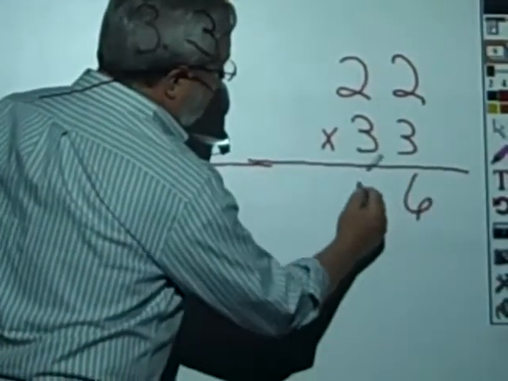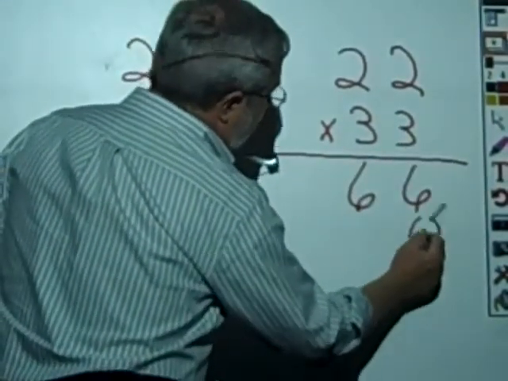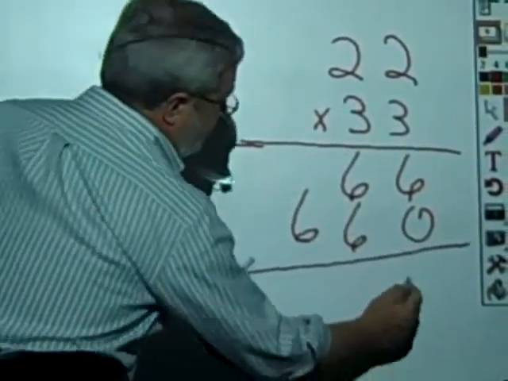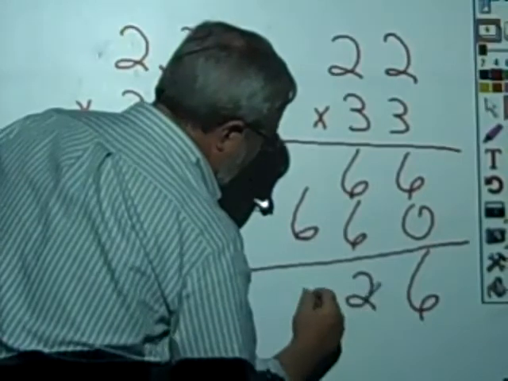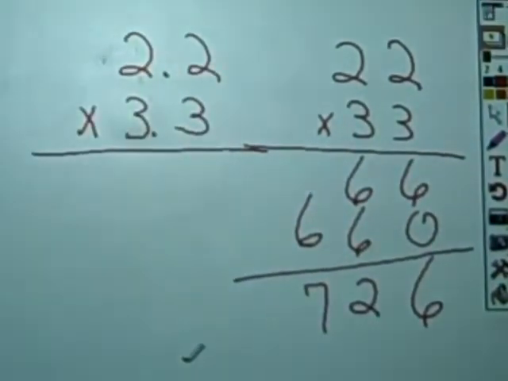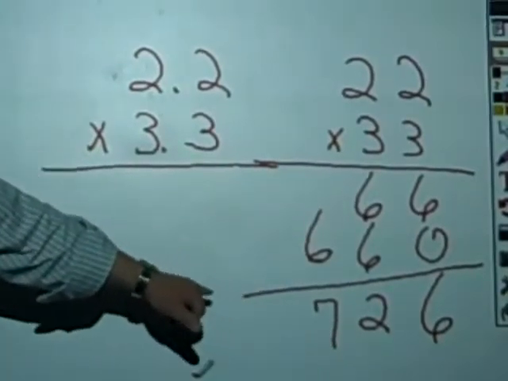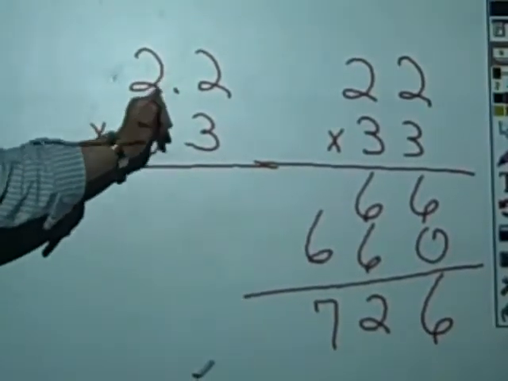This one is small enough and easy enough. Put my 0 right here. 3 times 2. 3 times the 2. Add this down. So my answer is 726. Now the thing that I've got to deal with next is what to do with my decimals.